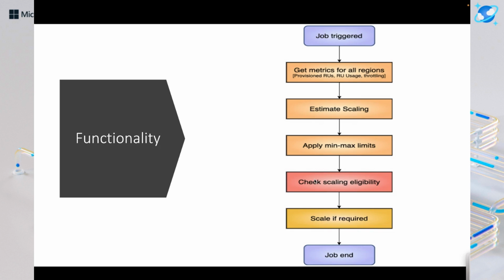And then we also check the scaling eligibility. As I mentioned, we have to pay for the highest number of RUs which we have provisioned within an hour. Therefore, we only downscale at the end of the hour, because there is no benefit in downscaling in the middle of the hour. So if we are trying to downscale and it is not at the end of the hour, then definitely we will not downscale. Based on all these calculations, if the job says that we have to scale, then it will make an API call to Cosmos DB and set the resources as required.